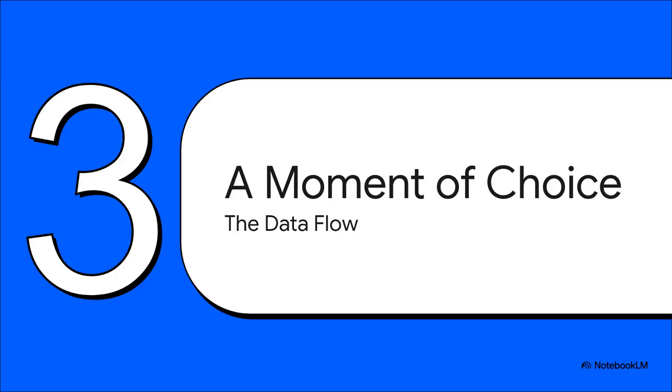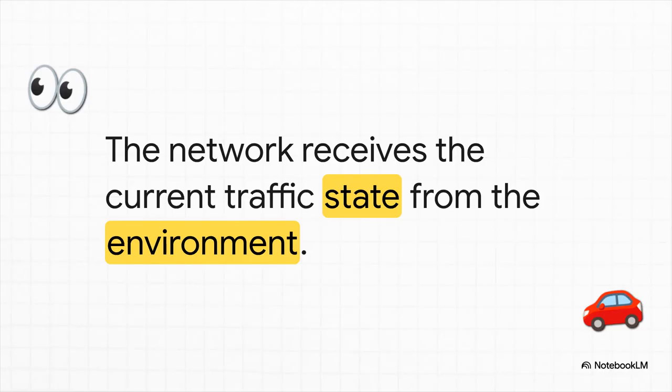Okay, so we've seen the brain's anatomy. Now let's follow a single decision as it makes its way through the system. We're going to watch the AI make one choice in one single moment in time. It all starts right here. The AI observes. It takes in that clean, filtered snapshot of the intersection. This is the current state of the world.